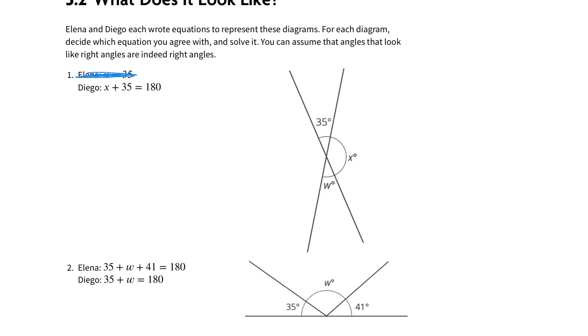x plus 35 equals 180. Well, we know this straight line right here is 180 degrees. We take the two angles and add them together, we will get 180. So to figure out what x is, we just go 180 minus 35, and we'll get 145 degrees. So there's number one.